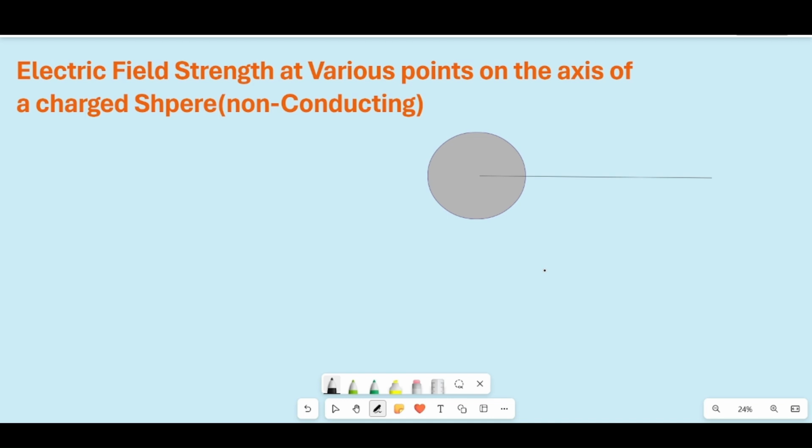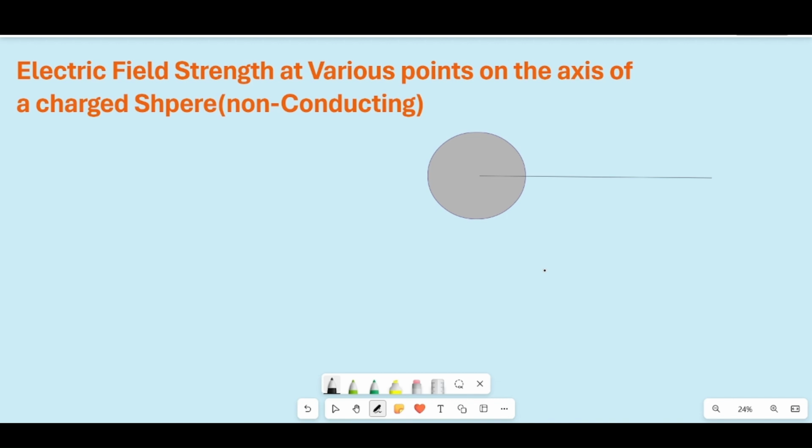So in this video, we'll discuss electric field strength at various points on the axis of a charged sphere, but it is non-conducting. In the previous video, we covered a conducting sphere and how the electric field strength varies at different points. You can check the previous video.